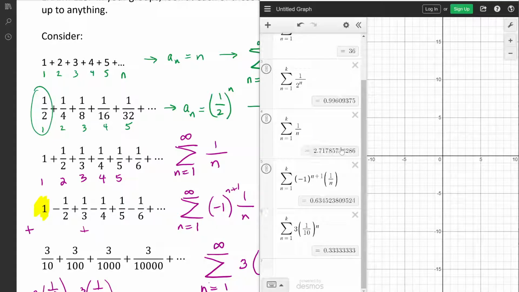So check that out. That's pretty cool. And then down here we've got this one, it converged to 0.3 repeating. And then this one that's alternating just bounces back and forth, but it does appear to be converging to something. I'm not sure what though. But it is converging. So yeah, you can kind of see this behavior, and what a great tool Desmos is for showing this.